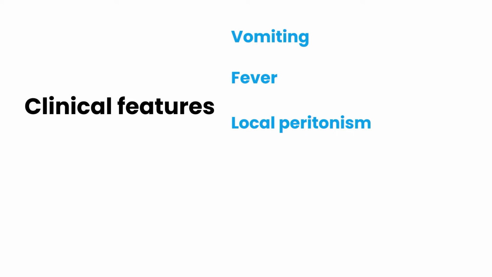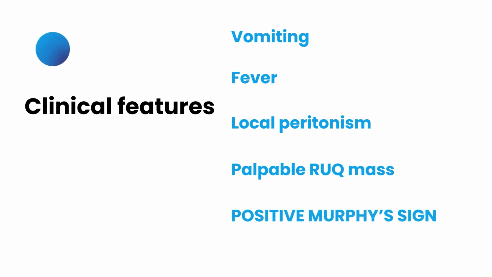Clinical features of a patient who presents with acute cholecystitis. Obviously, there is vomiting, fever and local peritonism can be there. Sometimes there is a palpable right upper quadrant mass. And keep in mind that the Murphy's sign is positive in acute cholecystitis. I hope you remember the Murphy's sign.